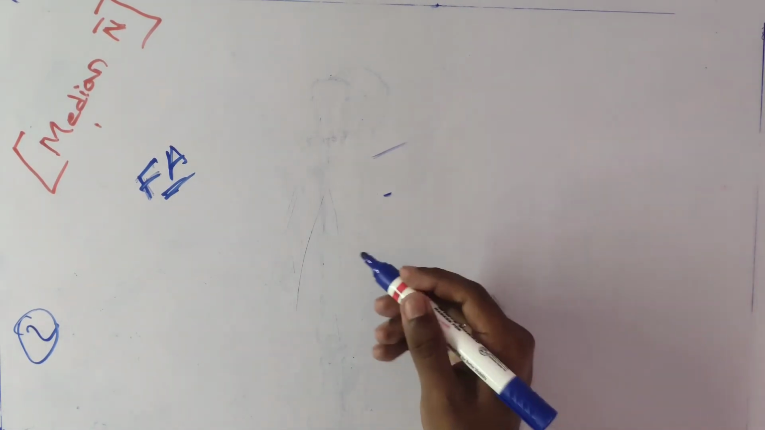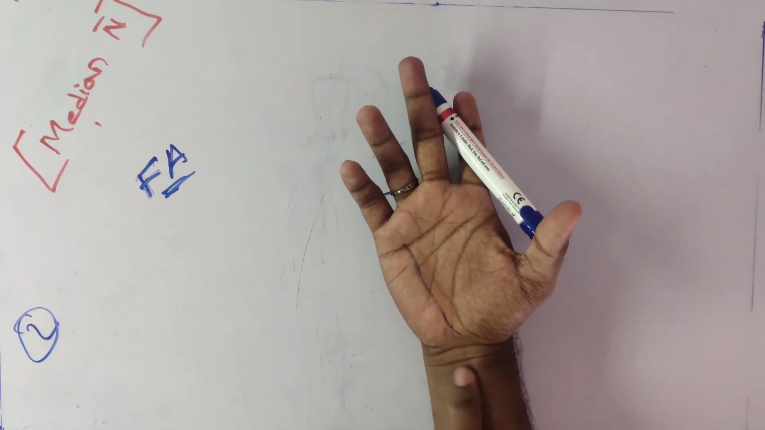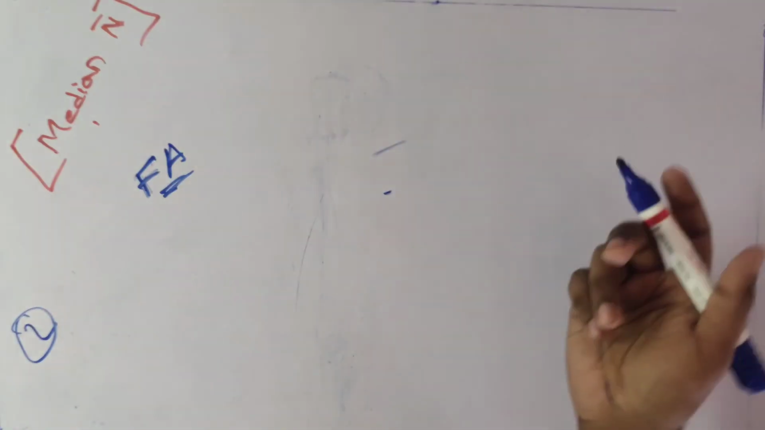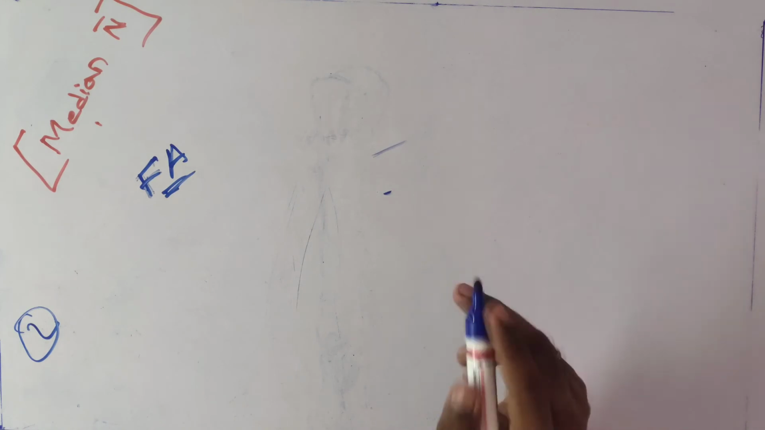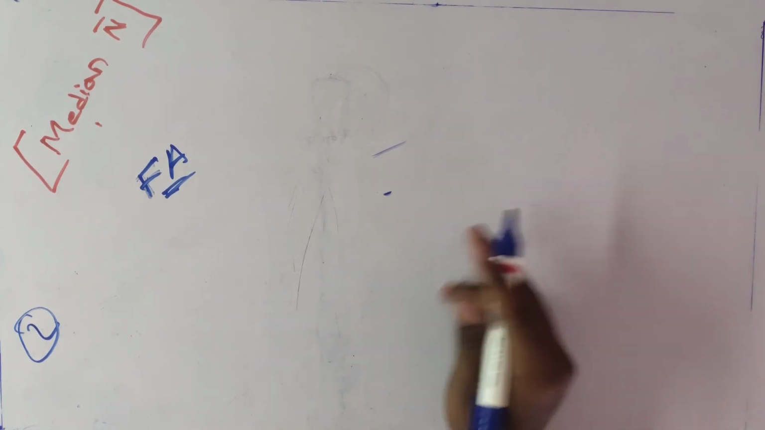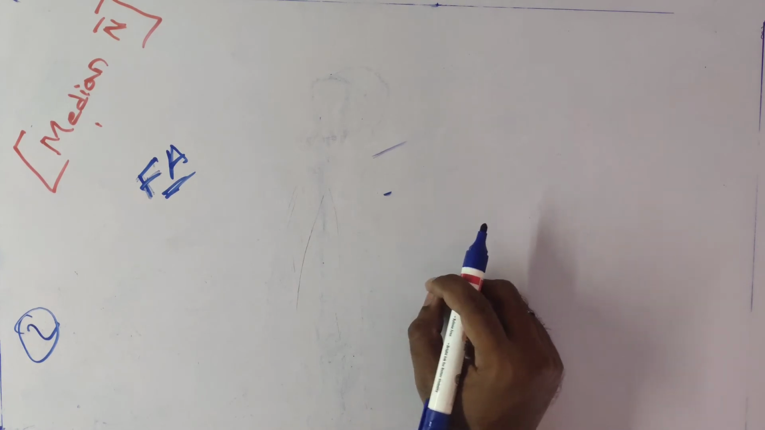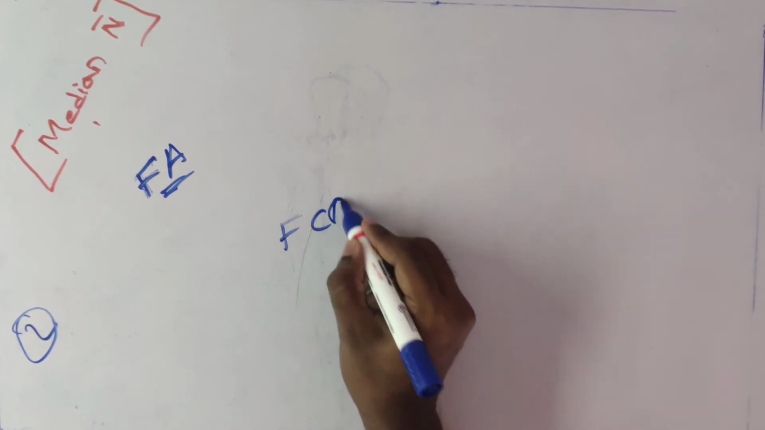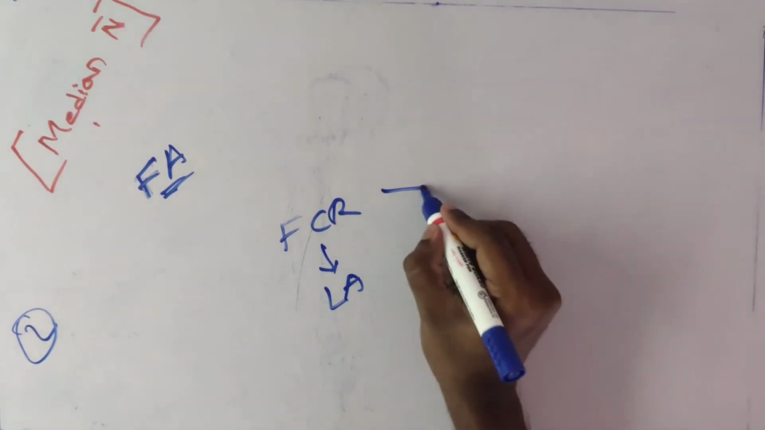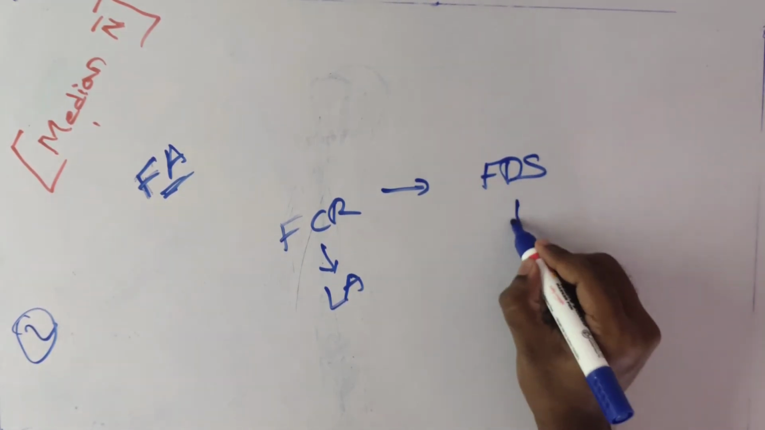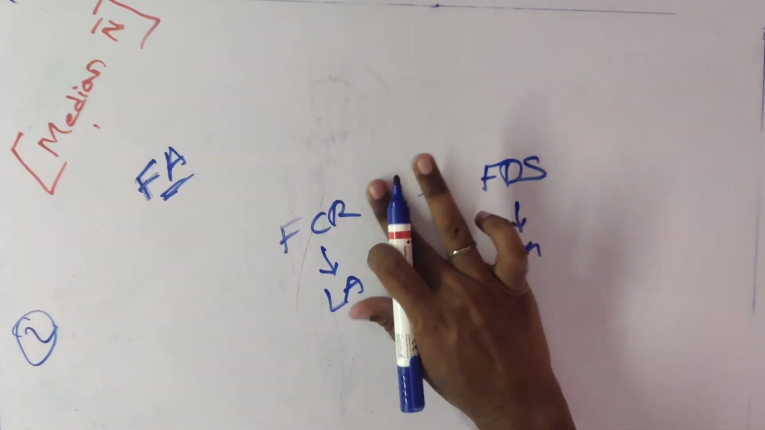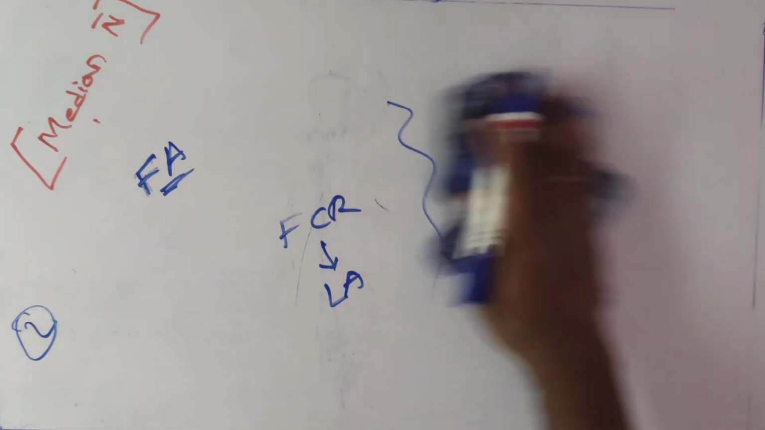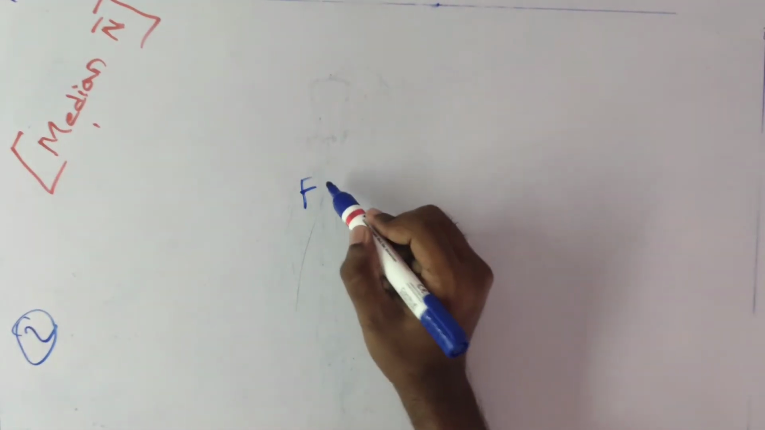At the lower end of the forearm, at the flexor retinaculum, it becomes superficial and lies between the tendons of flexor carpi radialis, which is at the lateral side, and flexor digitorum superficialis, which is at the medial side. The median nerve lies in between these two muscles. Next, coming to the wrist, it lies deep to the flexor retinaculum.